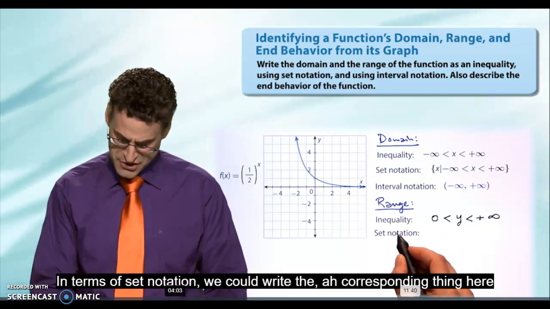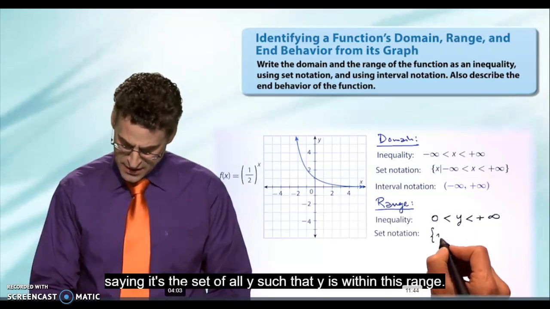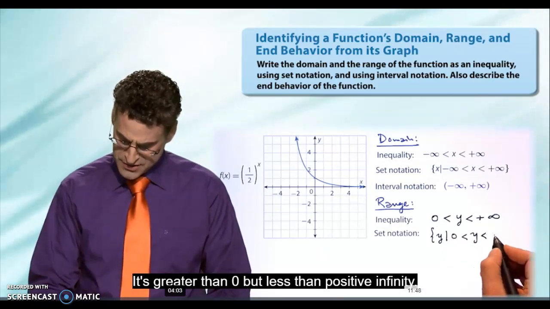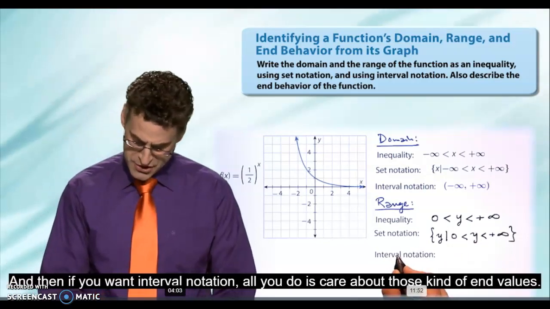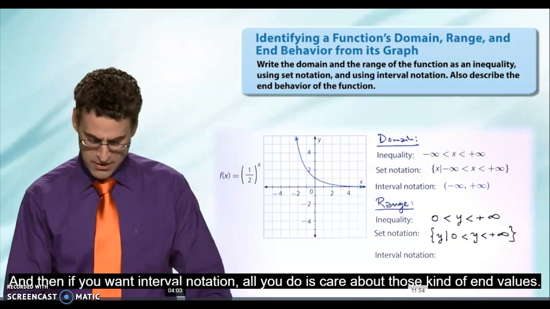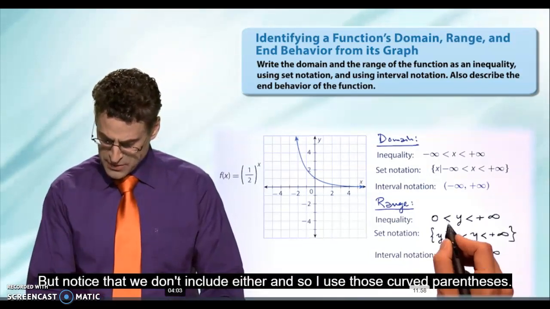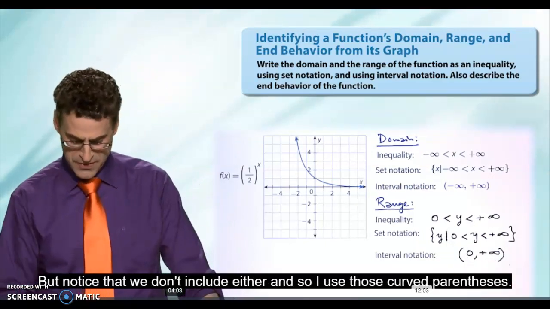In terms of set notation, we could write the corresponding thing here, saying it's the set of all y such that y is within this range. It's greater than 0, but less than positive infinity. And then if you want interval notation, all you do is care about those end values. But notice that we don't include either, and so I use those curved parentheses.